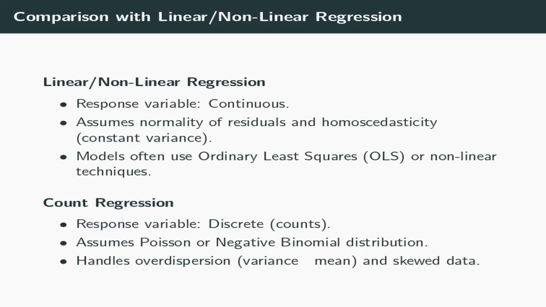Now, count regression is different because it deals with discrete count data, values that are whole numbers like the number of times something happens. For instance, the number of insects on a leaf, accidents at an intersection, or patients admitted in a hospital ward. Unlike linear regression, count regression models assume either a Poisson or negative binomial distribution depending on the data characteristics. These models are especially useful when the data shows overdispersion, meaning the variance exceeds the mean. Count regression models can handle this overdispersion or even skewed data far better than linear regression models.